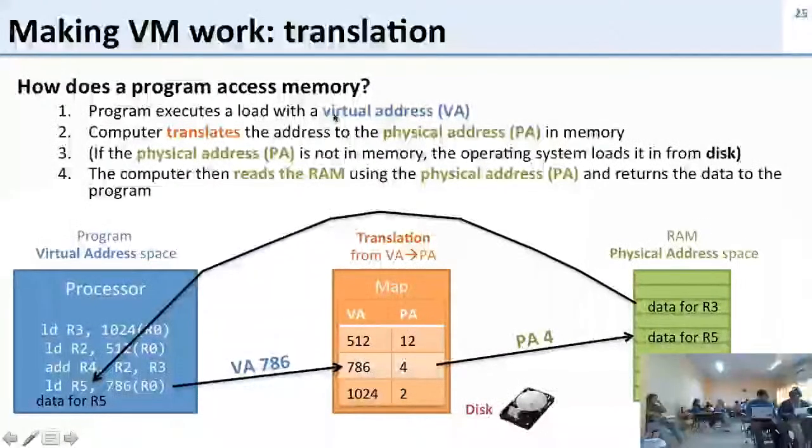So the program executes a load with a virtual address. The computer translates it into the physical address. If it's not in memory, we get it from disk. And then the computer reads the RAM using the physical address and returns it to the program. That's how virtual memory works.